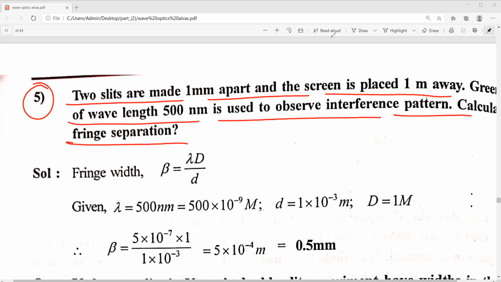So this is very easy. So how to solve this one? So what have they asked in the fifth one?